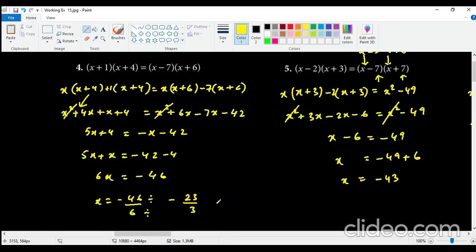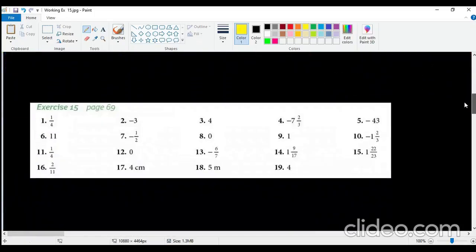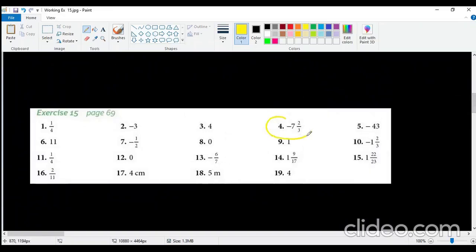That means 3 times 7 is 21, and 2 is going to be the remainder. So this is going to be our final answer. Let's see question number 4, what the answer is. For question number 4, the answer is negative 7 whole 2 over 3.